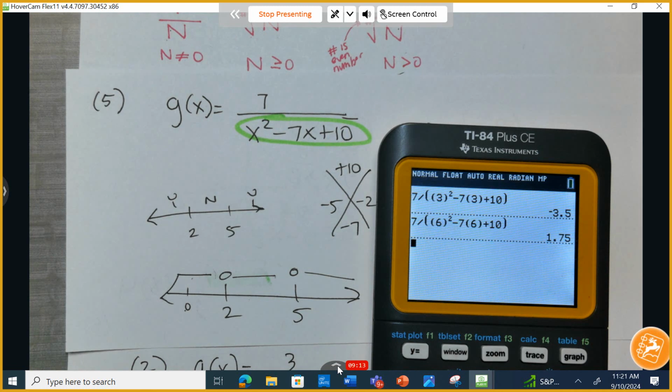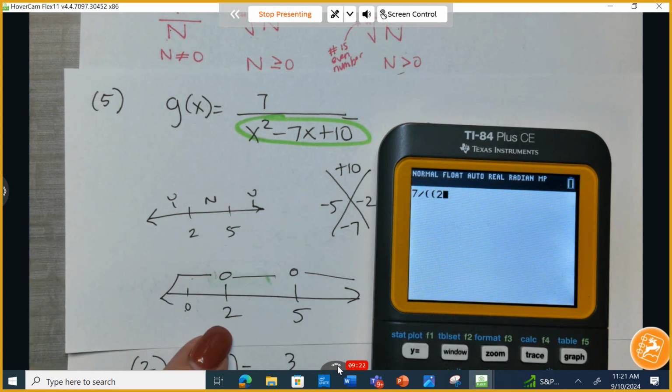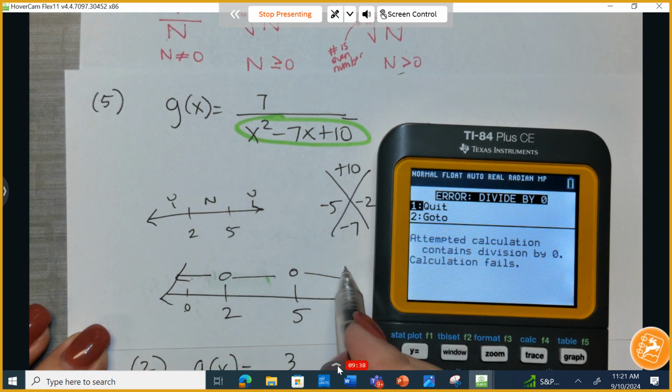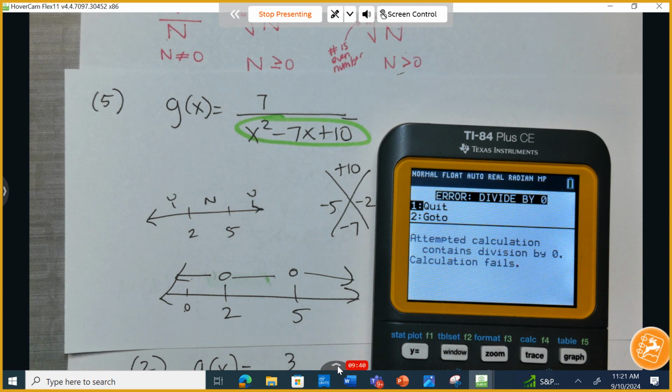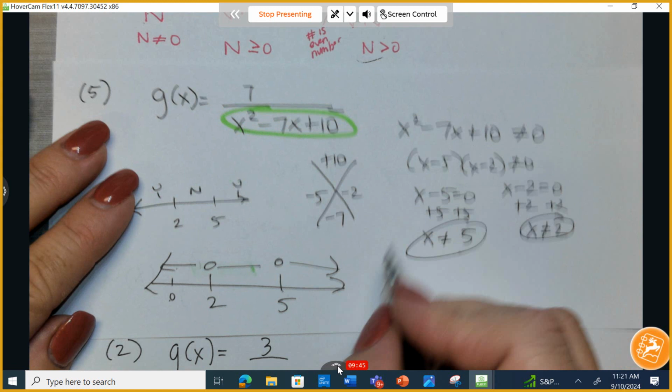Now let me show you if it doesn't work. I know 2 and 5 don't work, but I will show you how this works on a calculator. Let's try first doing 2. If I take 2 and I square it, and then I take 7 times 2, and I add 10 to it, and I press enter, notice that it says there's an error. You can't divide by 0 because it's undefined. The same would happen if we tried 5. So anything to the left, to the right of 5, and in between will work, but not specifically 2 and 5.